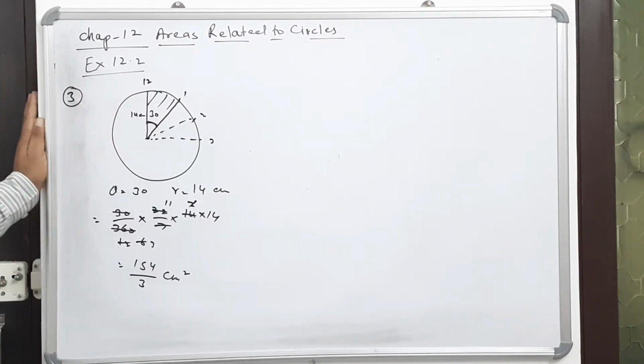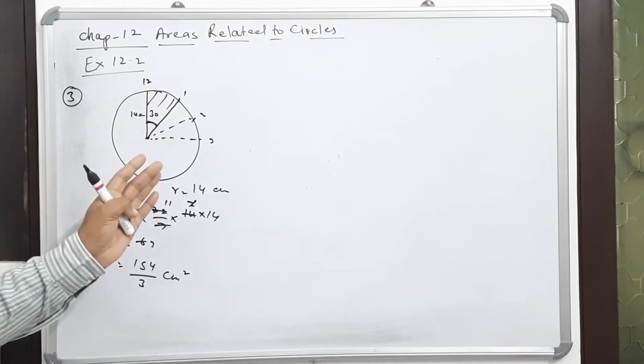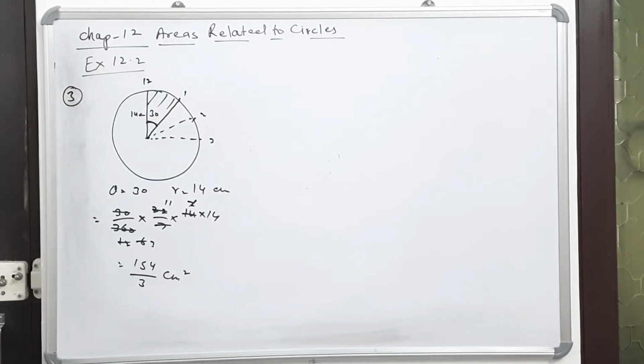So I hope with the help of these 3 problems, the area of the sector part is clear. So our next problem I am taking, which is related to the area of the segment part. How to find the area of the segment when the angle is given and the radius is given. Please see the next problem. This is very important.